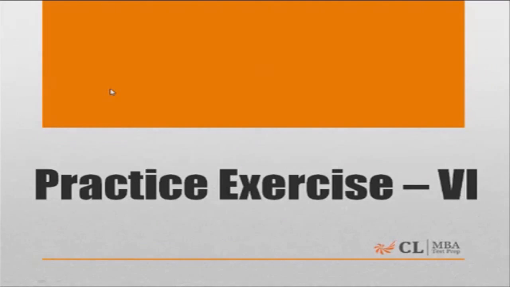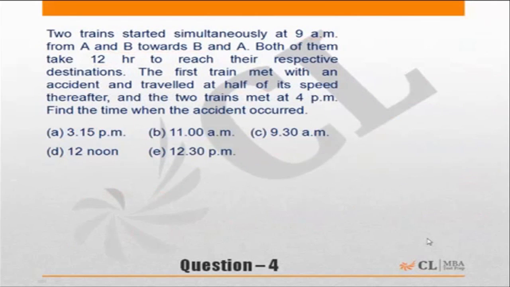This is exercise 6 of time, speed, distance. Question 4. Two trains started simultaneously at 9 am from A and B towards B and A. Both of them take 12 hours to reach their respective destinations. The first train met with an accident and travelled at half its speed thereafter. And the two trains met at 4 pm. Find the time when the accident occurred.